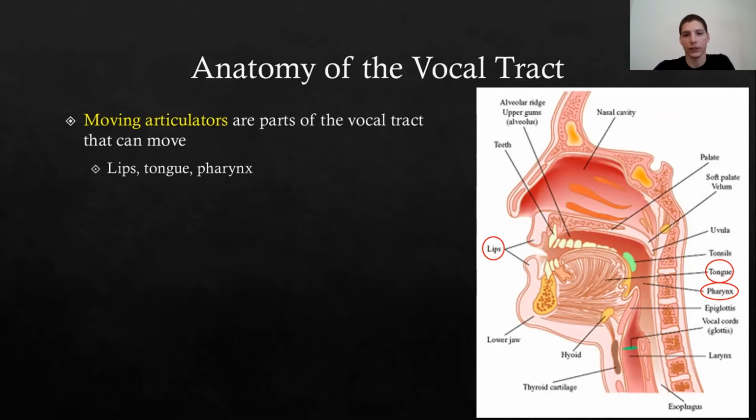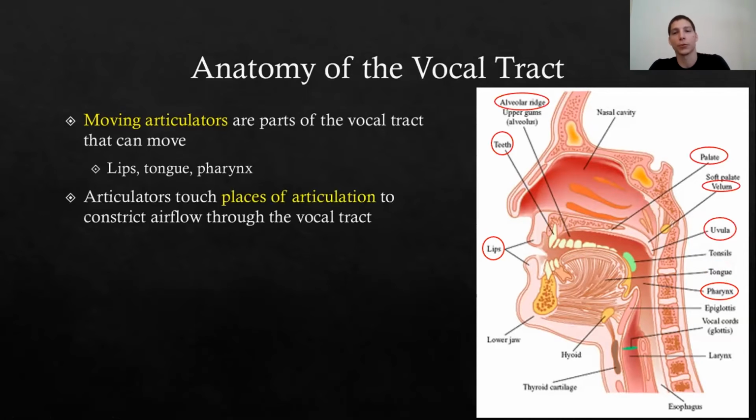Now, the moving articulators are the portions of the vocal tract that are able to move. As you can imagine, there are some parts of the vocal tract, like the roof of your mouth, that you can't really move. There are some parts that you can move. That would include the lips, primarily your bottom lip, your tongue, and also the pharynx, which is further in the back of the throat, behind your tongue. These are the parts of the vocal tract that are in a lot of ways responsible for making most of the sounds that you produce in speech.